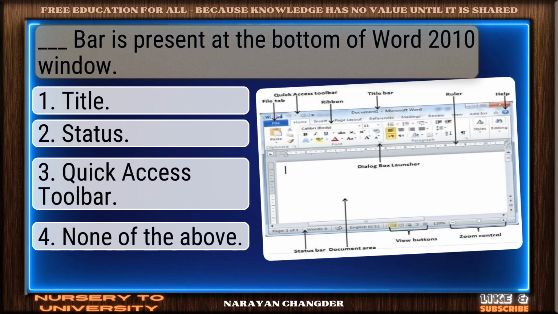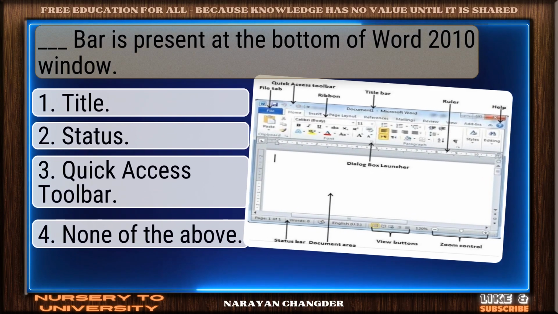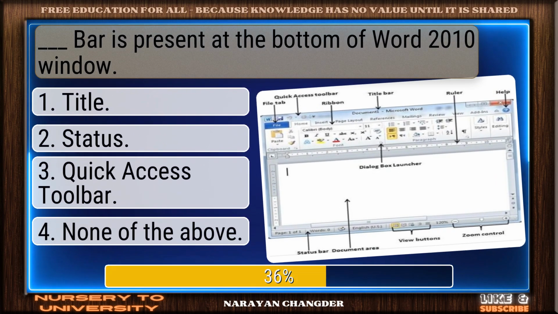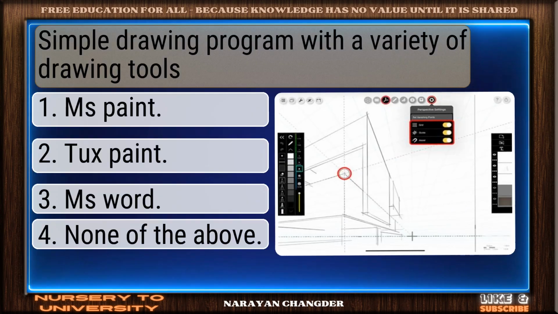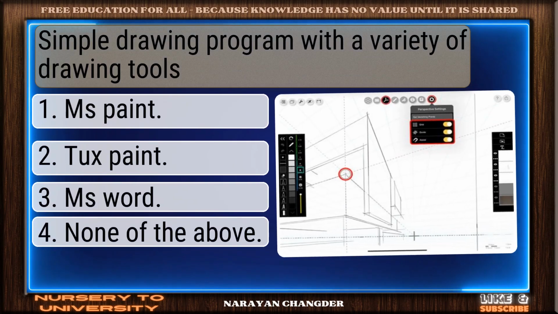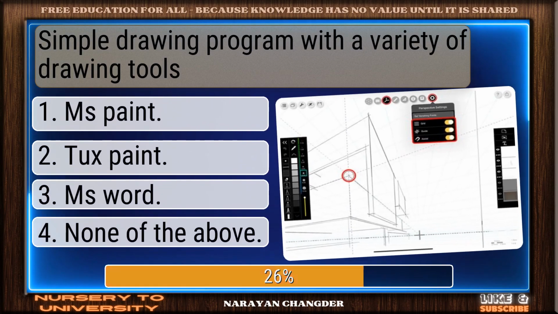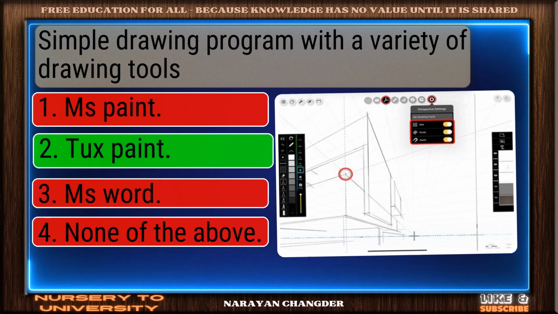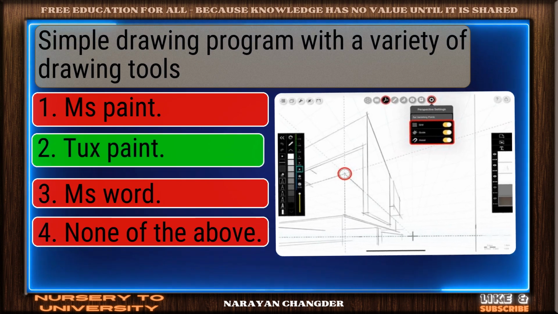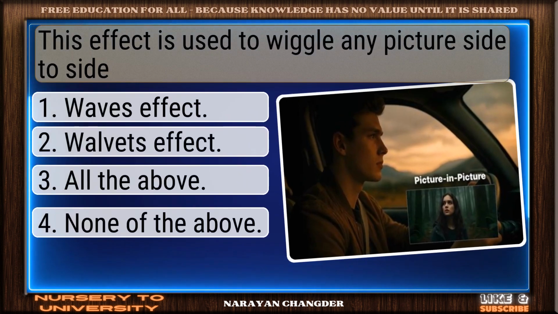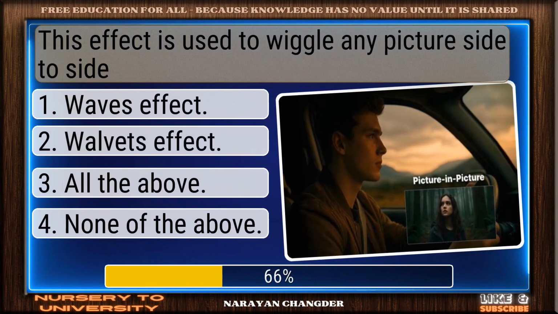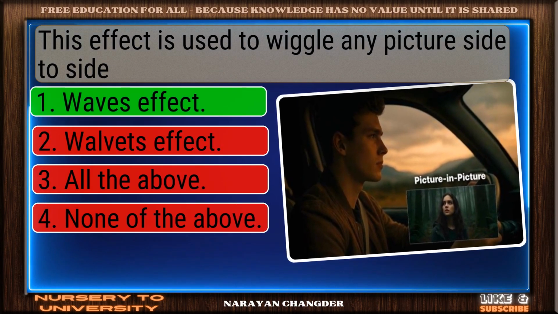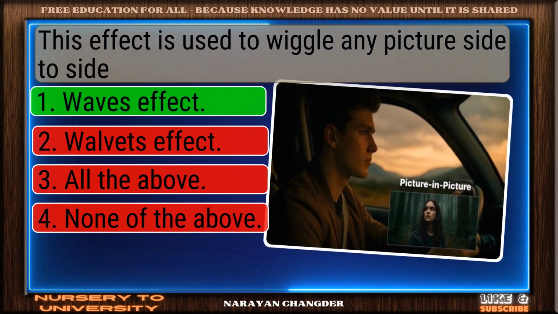Dash bar is present at the bottom of Word 2010 window. Smart pick. Status is correct. Simple drawing program with a variety of drawing tools. Valid point. Tux Paint is true. This effect is used to wiggle any picture side to side. Smart move. Waves effect is accurate answer.